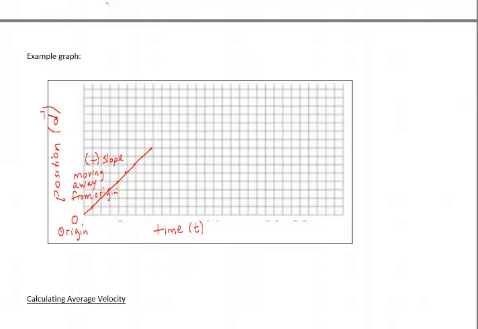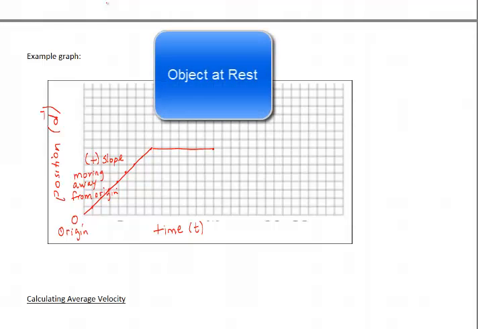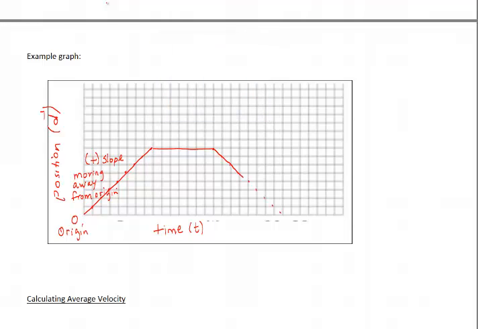So let's say an object moves away from the origin and then it comes to a rest for a period of time. And then suppose it starts moving back to the origin. As it moves back to the origin, we could say that it has a negative slope. If we label each part of this graph, we might be able to think of a scenario where something like this occurs.